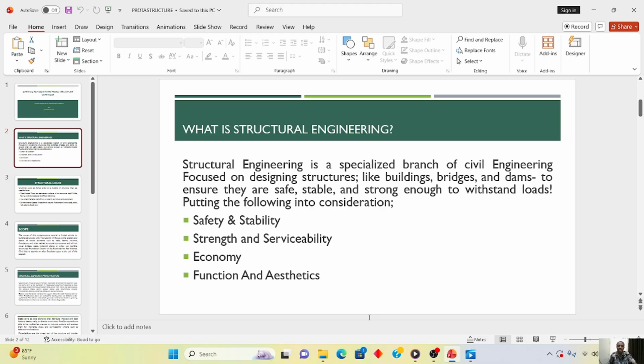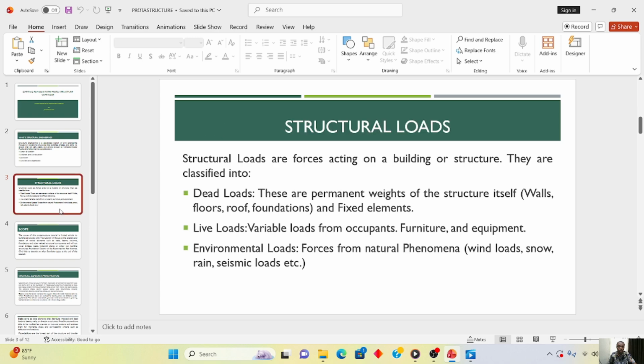If not, as a structural engineer, you must ensure that you follow what was given to you in the architectural design without just altering things just to satisfy yourself. No, you don't do that. You ensure that you follow everything, unless the safety of a structure will be compromised. That's when you can alter some vital things in a structure. All right. So from here, we can now go to structural loads.